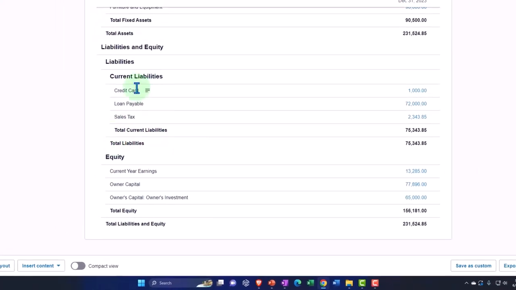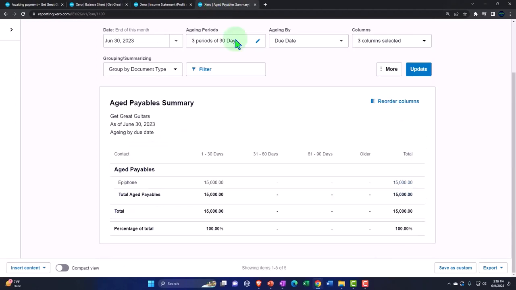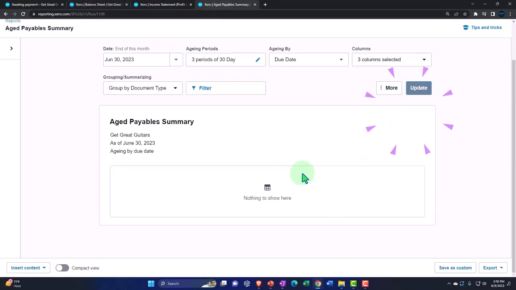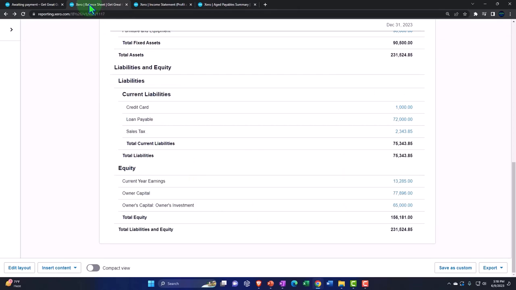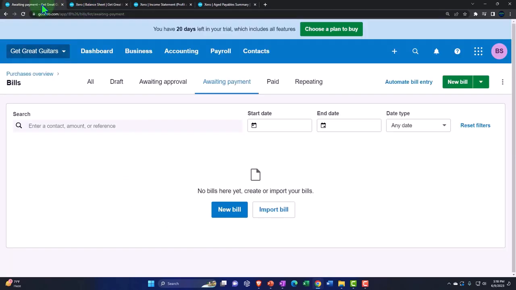It's off the charts. But if I go to my aging, I can see that. I can update it here, and then it disappears once again. No accounts payable because we paid off all of the accounts payable, which is great. We don't have that debt hanging over our heads anymore. And then we're going to go to the first tab.